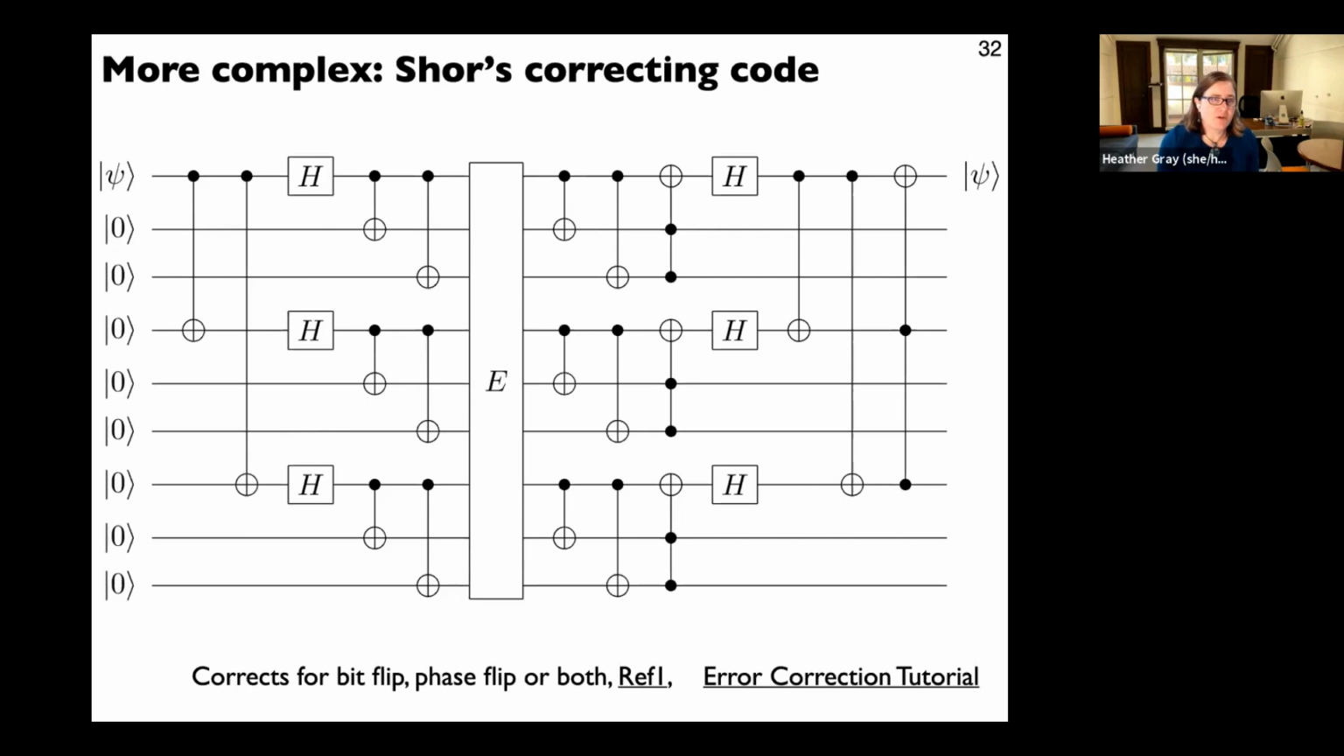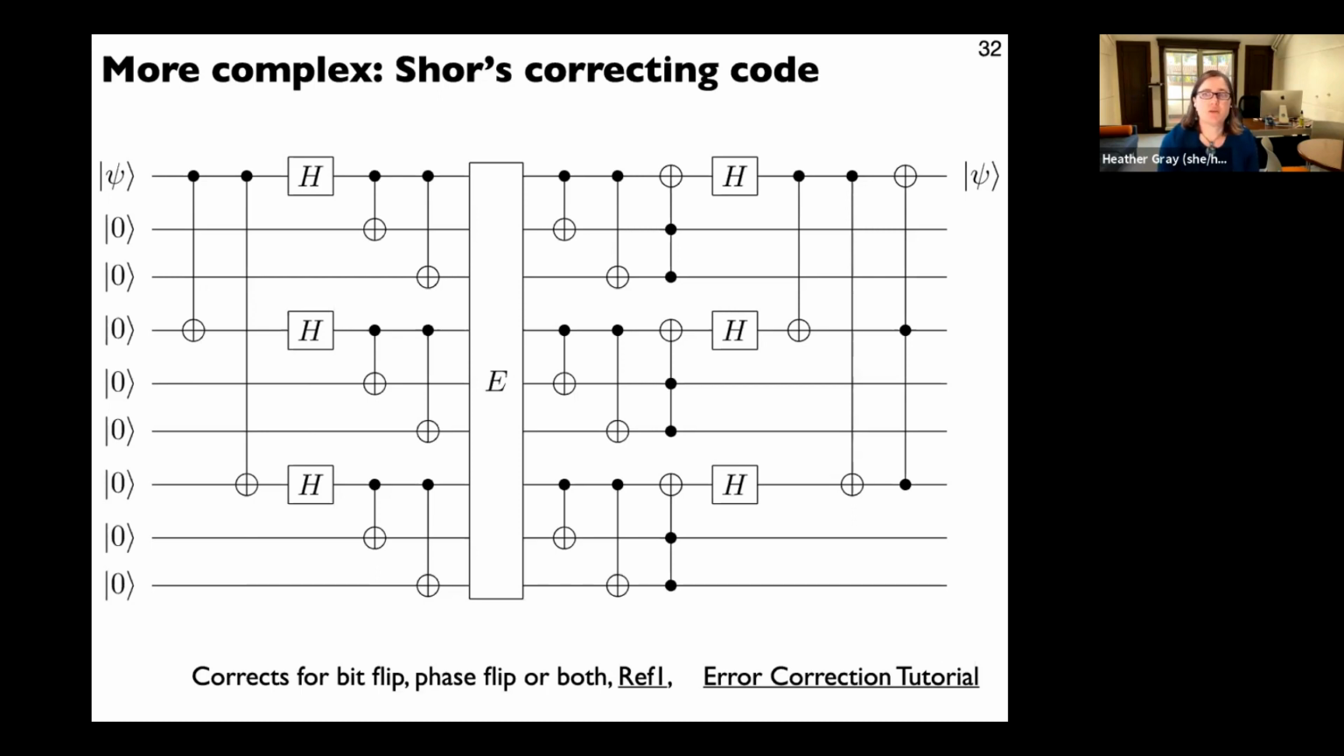So that was a simple example for single bit flip. This is actually more complex, and this comes again from Peter Shor, who was the one from the quantum factoring algorithm. This shows you a more general error correcting code, and it can correct for a bit flip, a phase flip, or both.